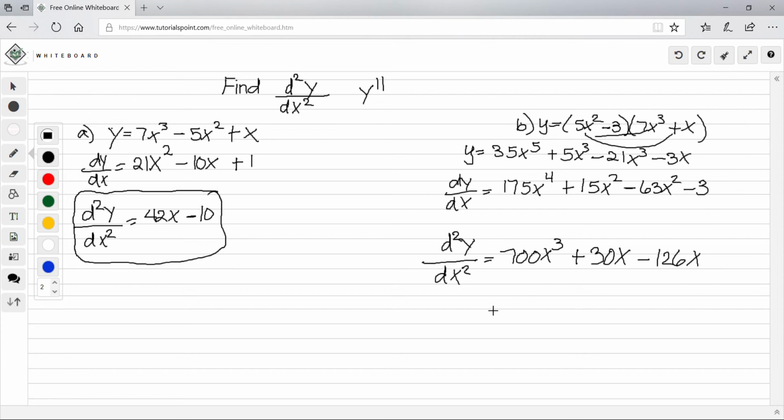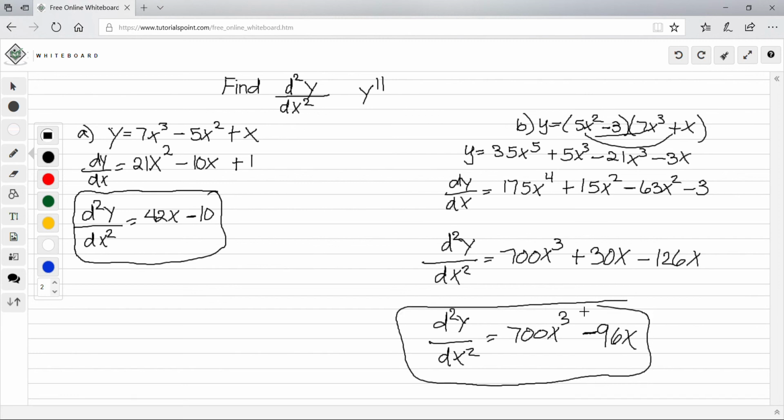And if you were to clean it up, you would get d squared y dx squared equals 700x cubed, and then 30x minus 126x is minus 96x. That's your final answer. So these weren't too hard because we didn't have a y, so we didn't have to differentiate implicitly.